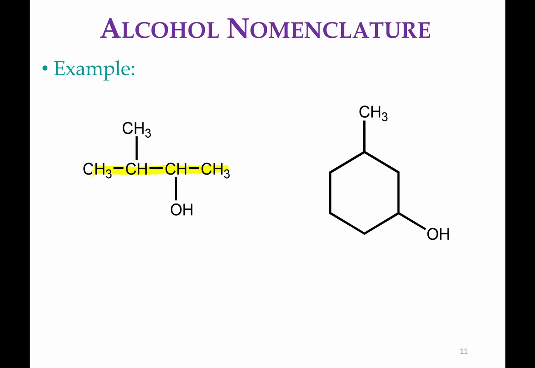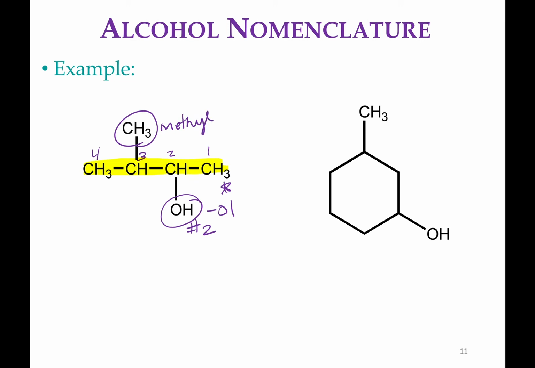Here is the longest chain. It could go up instead of sideways, but that's fine. How many carbons is it? 1, 2, 3, 4, and we're going to start numbering from this side because it'll make our alcohol group have a number 2. If we came from the other side, it would have a number 3. So this is going to be changing the ending to -ol, and it's a number 2. And this is our methyl group.